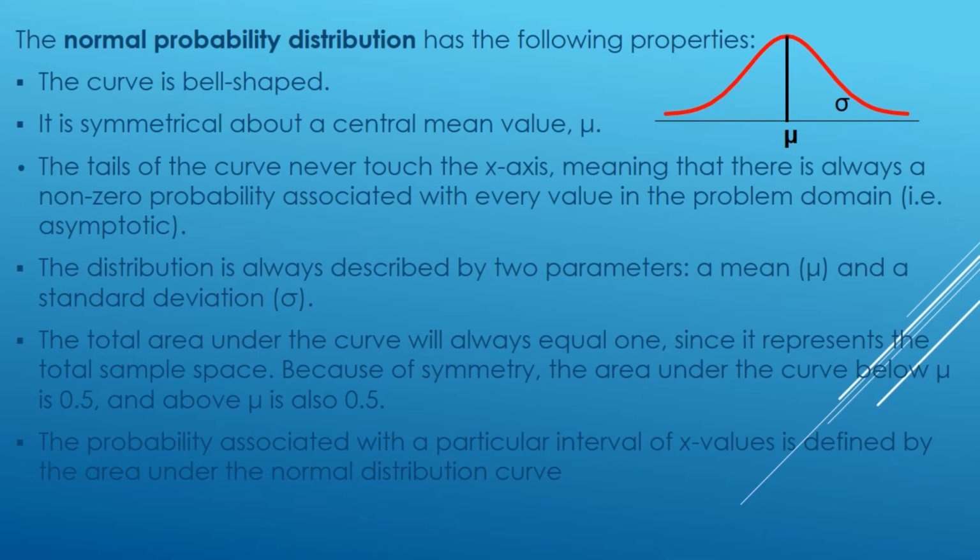The total area under the curve will always equal 1. Remember the properties of probability. It is always equal to 1 or 0 or in between, since it represents the total sample space. Because of symmetry, the area under the curve below the mu is 0.5, and above the mu is going to be another 0.5, meaning to say 0.5 plus 0.5 will give you a 1. The probability associated with a particular interval of x values is defined by the area under the normal curve.